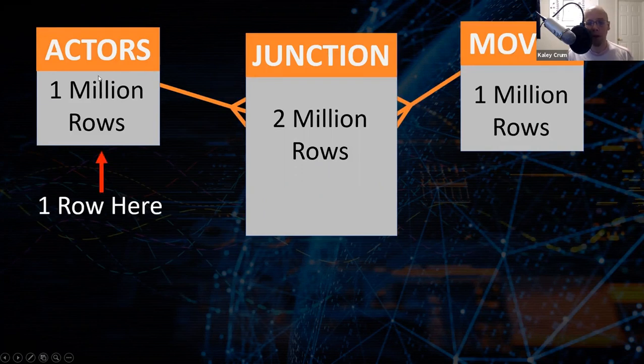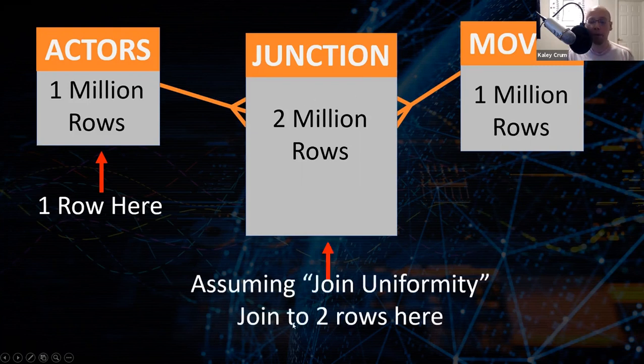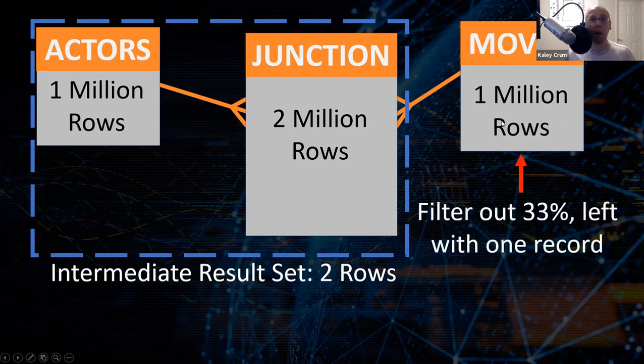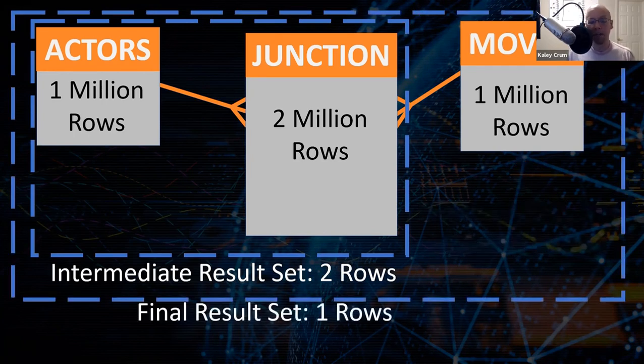If you have 1 row here, and if we have on average 2 actors per movie, we would join to the junction table, and we would have join uniformity and have 2 rows right here in the junction table, and that would give us an intermediate result set of about 2 rows. So Oracle takes actors to junction, joins those 2 together, we get 2 rows, and then we use those 2 rows to join to the movies table, where we would filter out 1/3 of 2 records, which we'll just say leaves us with 1 record. So our final result set is going to be 1 row.